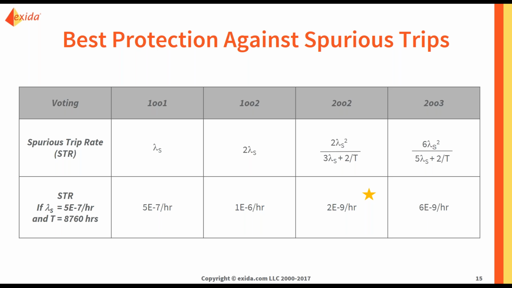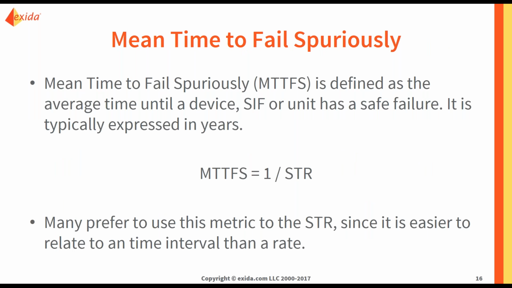So that is a pretty good overview of the spurious trip rate, but there's another metric to consider. Some people like to talk in terms of mean time to fail spuriously. This is defined as the average time until a device, SIF, or unit has a safe failure. It is typically expressed in years. The MTTFS is simply the inverse of the spurious trip rate, and many prefer to use this to the STR since it is easier to relate to a time interval than a rate. So unlike the spurious trip rate, which we want to decrease, we want to increase the amount of years it takes between spurious trips.